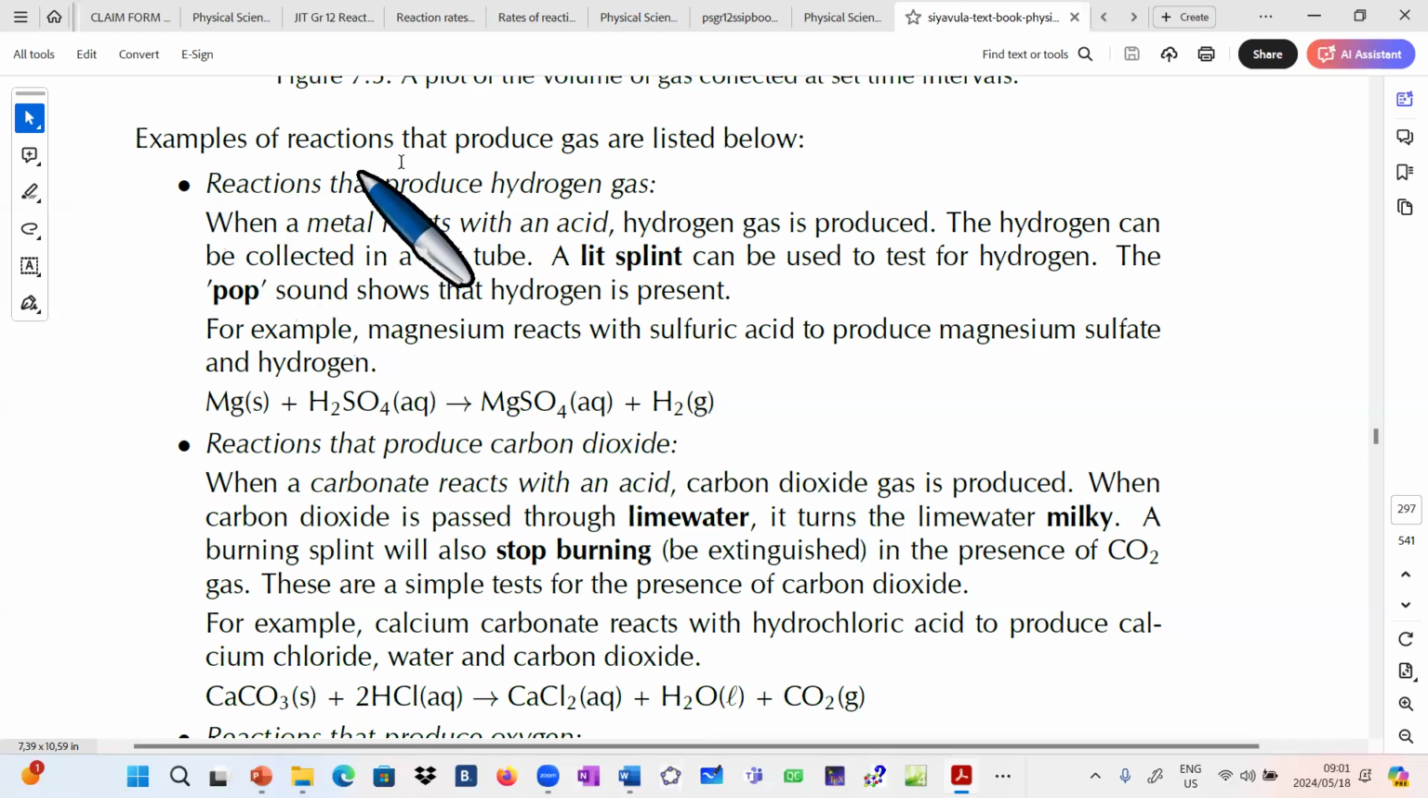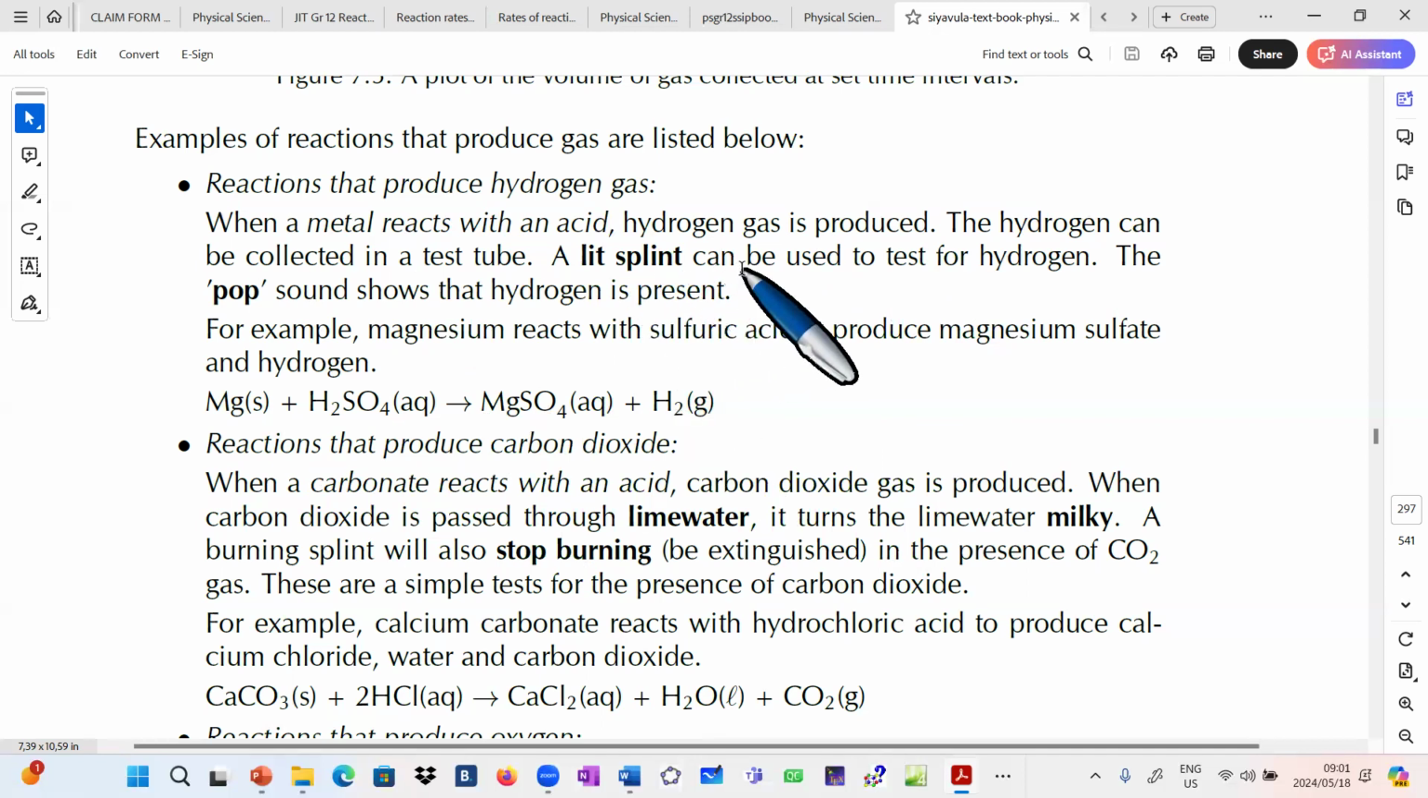Right. So examples of reactions that produce gas are listed below. Let us give examples of reactions that produce hydrogen gas. When a metal reacts with an acid, hydrogen gas is produced. So what kind of metal? We can take, for instance, magnesium as a solid, reacted with sulfuric acid, H2SO4. And what we get is magnesium sulfate and hydrogen gas.